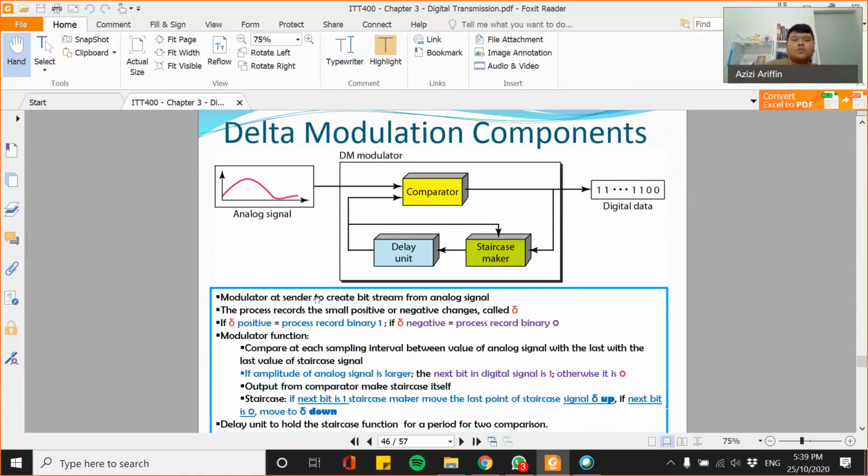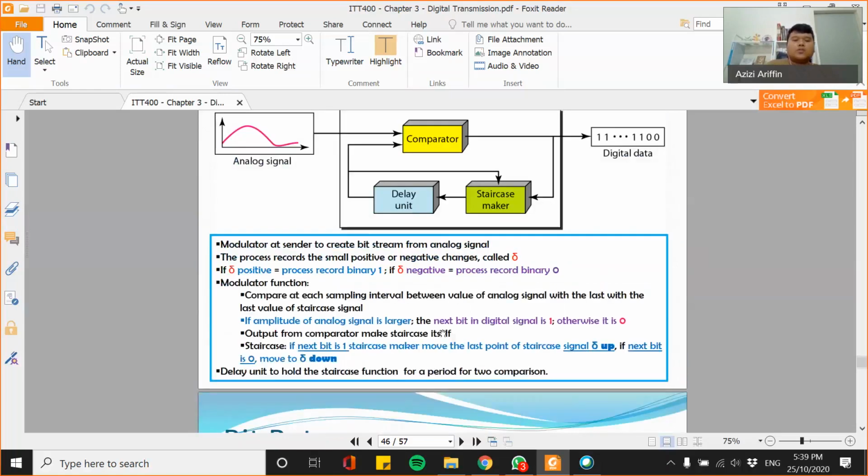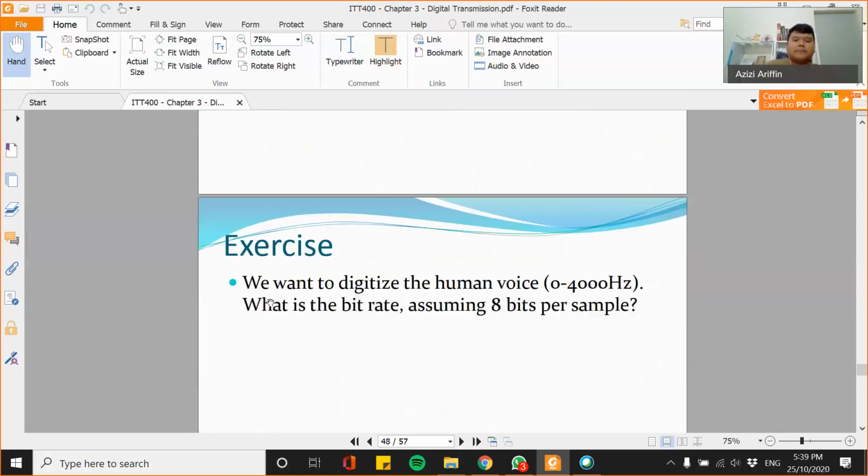Okay, so this is how we do it. So you can read on your own, and we will do the PCM and data. We will try to do it in our tutorial. Okay. Next, okay, this is the bit rate. So macam mana kita nak calculate dia punya bit rate. So daripada sampling rate, kita darab dia punya bit per sample tu. Dan kita dapat dia punya bit rate.